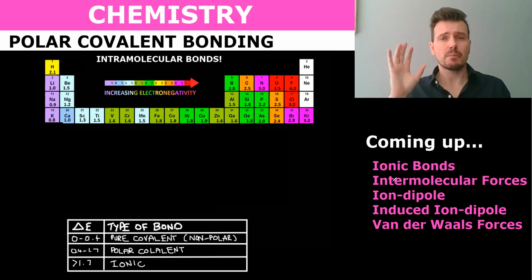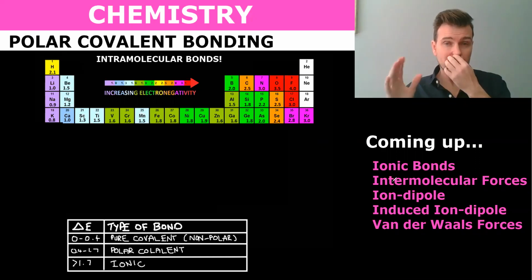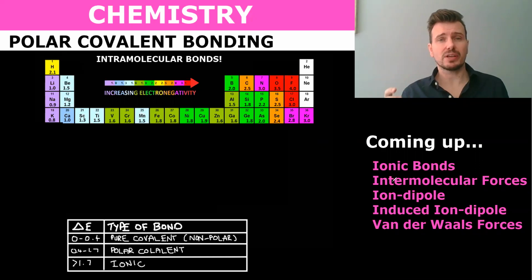Today we're going to be doing some chemistry, looking at polar covalent bonding. In the last lesson I did pure covalent bonding, which is when there was a non-polar molecule. The reason for this is because the electronegativities in the atoms were the same or very, very similar. Now we're going to be looking at atoms where there's a little bit more of a difference in electronegativity, and therefore you have a positive and a negative side. And that's why we call it polar covalent.